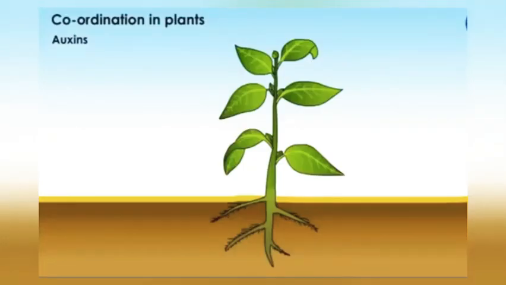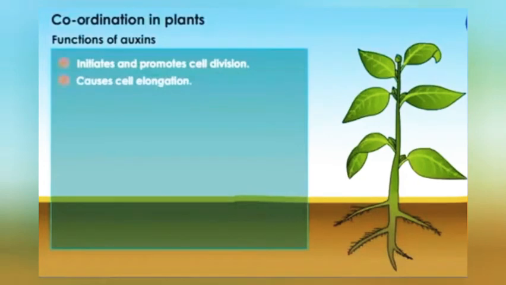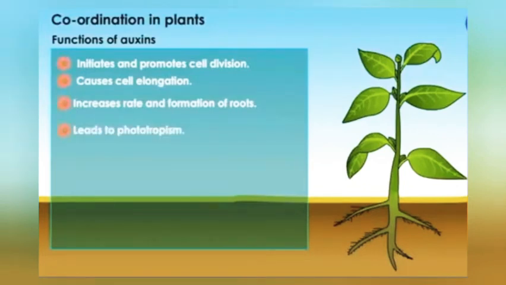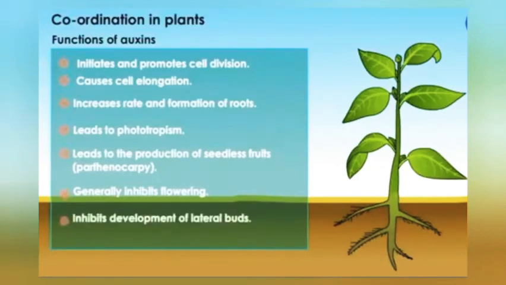Auxins. The best known plant hormone is auxin. The auxins are produced by the cells of the growing apices of stems, roots, and leaves. Functions of auxins: initiates and promotes cell division, causes cell elongation, increases rate and formation of roots, leads to phototropism, leads to production of seedless fruits, parthenocarpy, generally inhibits flowering, inhibits development of lateral buds.